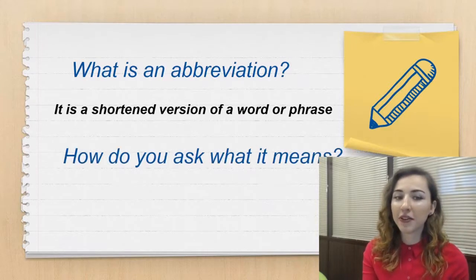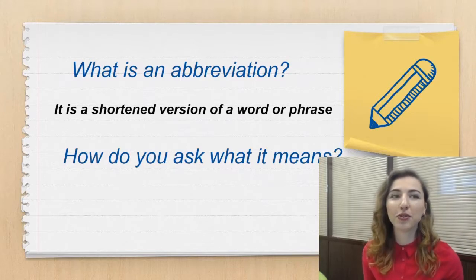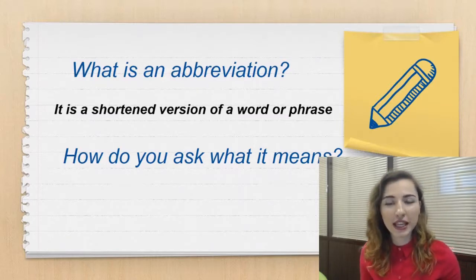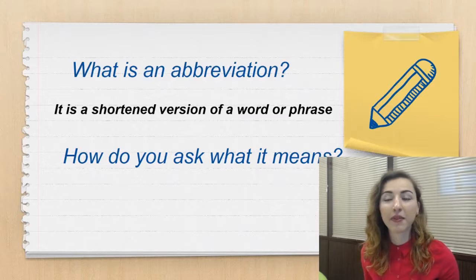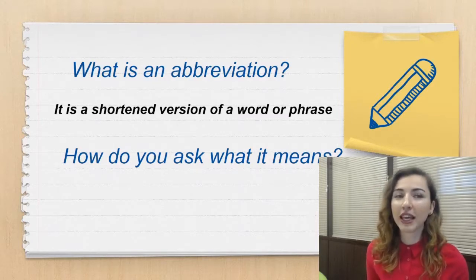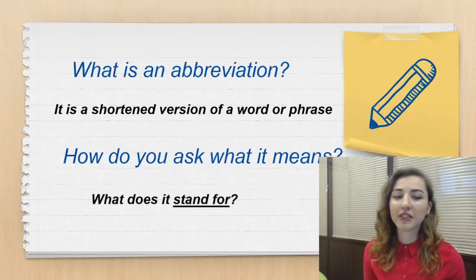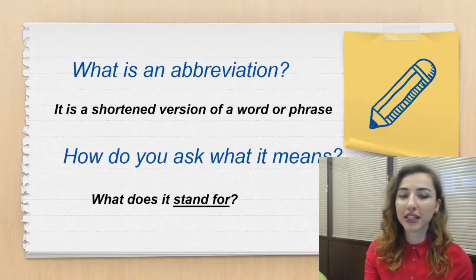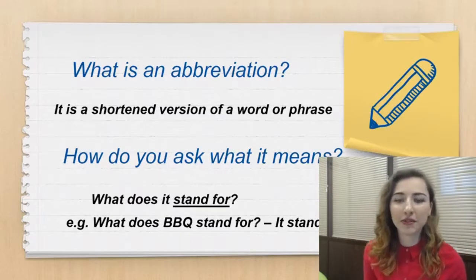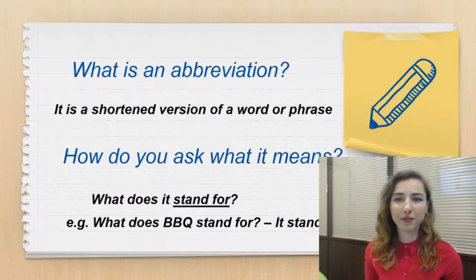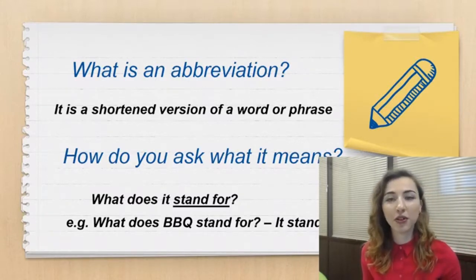All right, now the next question that I really want you to learn how to say is how to actually ask if you don't understand what an abbreviation means. So what kind of verb can we use and how can we ask correctly? The correct variant is, what does it stand for? So, what does it stand for? For example, what does BBQ stand for? It stands for barbecue, right? So that's the correct verb to use if you're not sure what an abbreviation means.